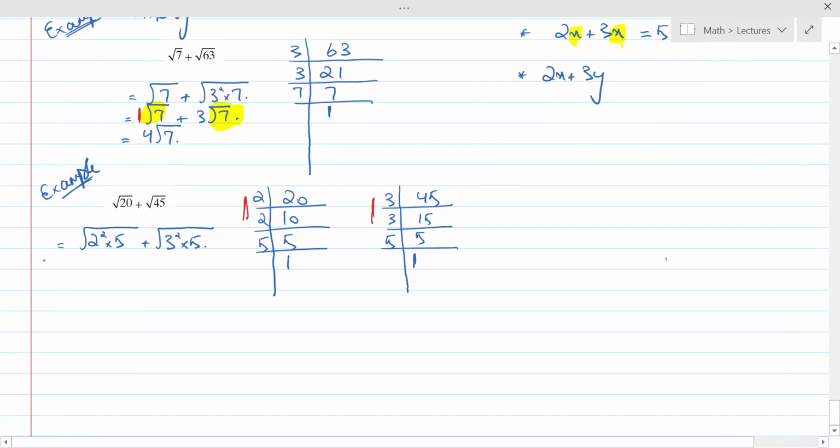Now simplifying it further, we'll get this as 2 under root 5 plus 3 under root 5. 2 and 3 would simply be added as 2x plus 3x, which is 5x. They would be added as 5 under root 5.